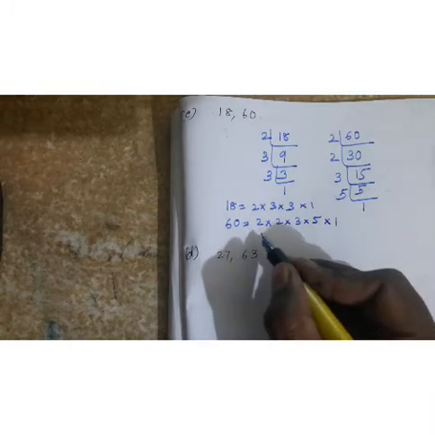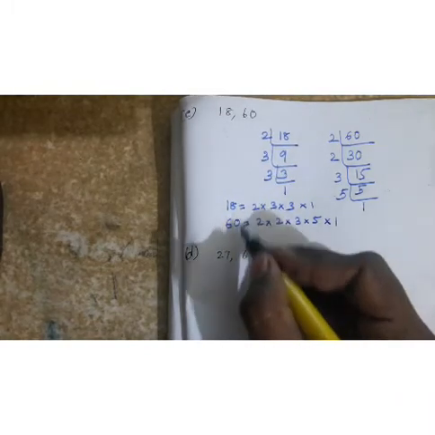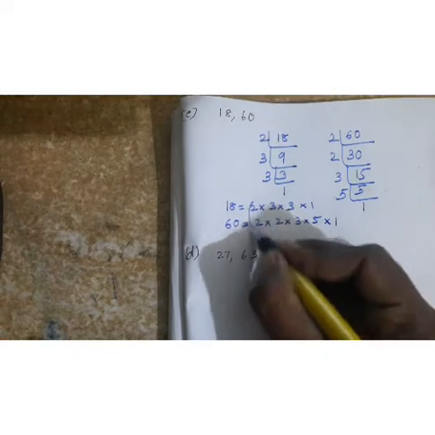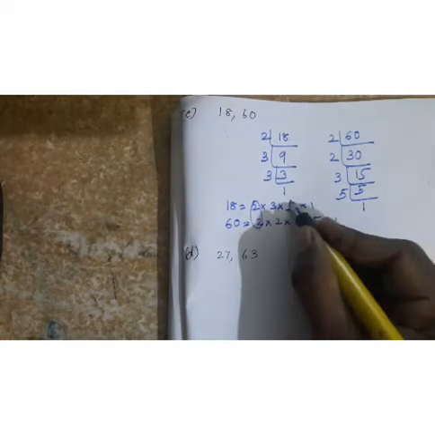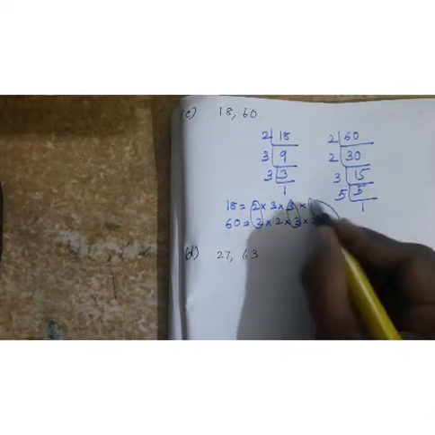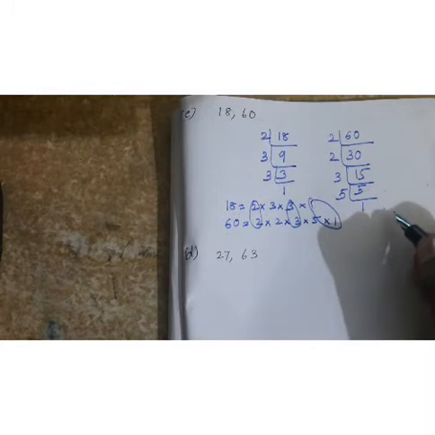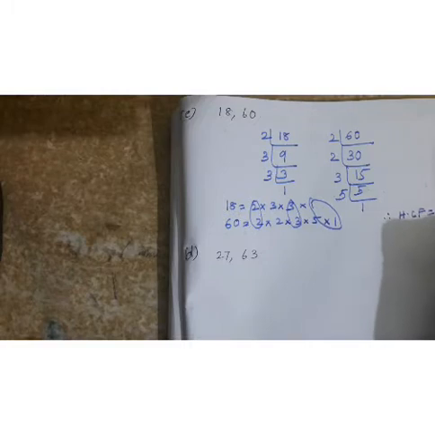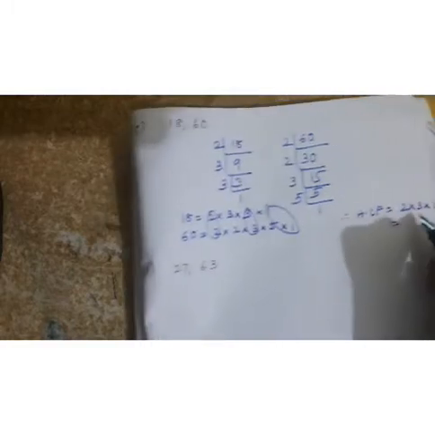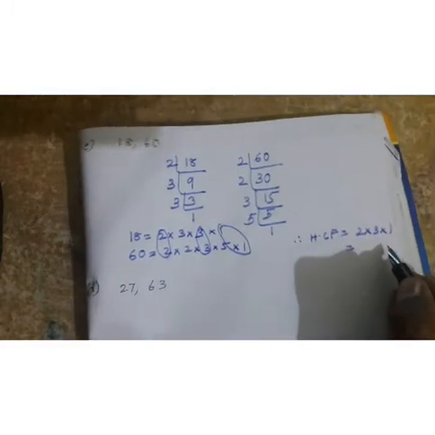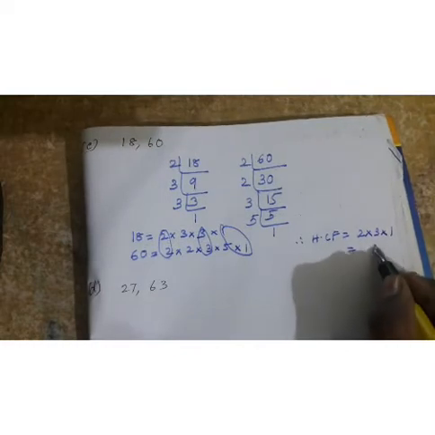Now circle the common factors of 18 and 60: 2, 3 and 1. HCF equals the product of all common factors of 18 and 60. Therefore, HCF equals 2 into 3 into 1, which equals 6.